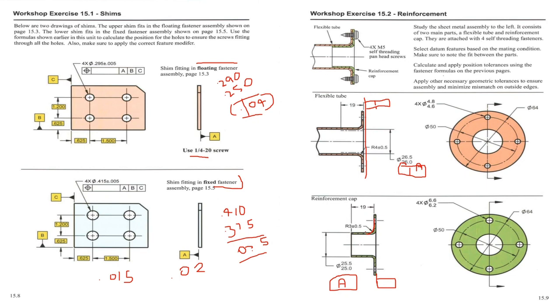and for this tolerance of size, I can go with the MMC of this flexible tube, which is 26, minus the MMC of this reinforcement cap, the outer diameter, which is 25.5. So the clearance I will get is 0.5 between the reinforcement cap and the flexible tube. So here it's 0.5, and when I multiply this 0.5 by 2, I will get the 1.